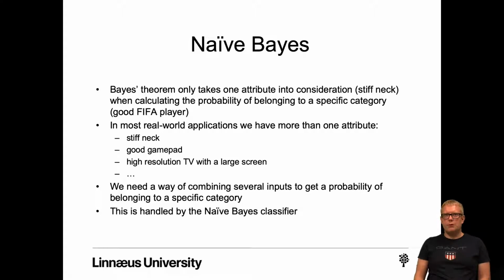The problem with Bayes' theorem is that it only takes one attribute into consideration, a stiff neck, when calculating the probability of belonging to a specific category, such as being a good FIFA player. In most real-world applications we have more than one attribute: a stiff neck, having a good gamepad, having a high-resolution TV with a large screen, etc. All things that have some effect on us being a good FIFA player or not. So we need a way of combining several inputs to get a probability of belonging to a specific category. This is handled by the Naïve Bayes classifier.